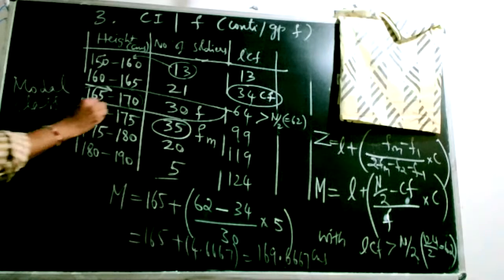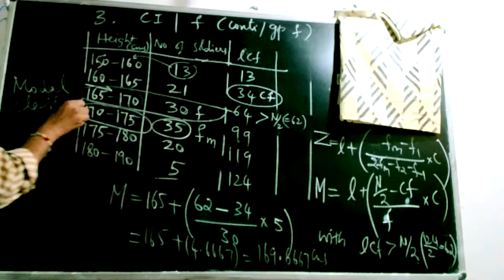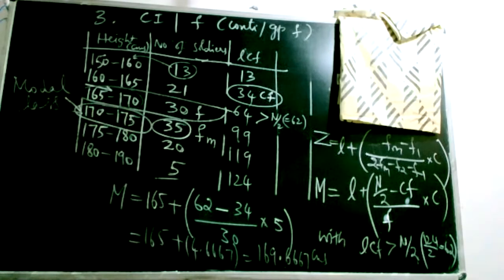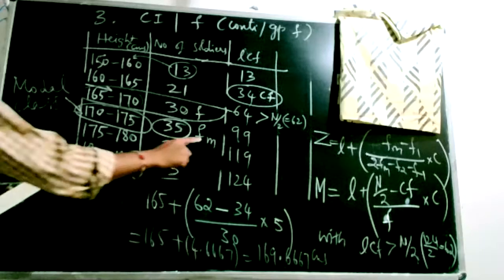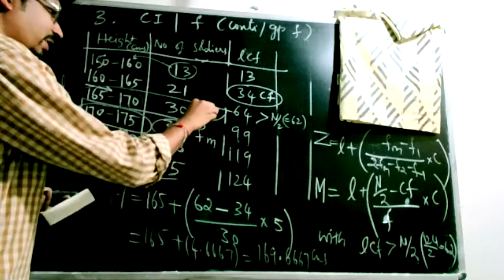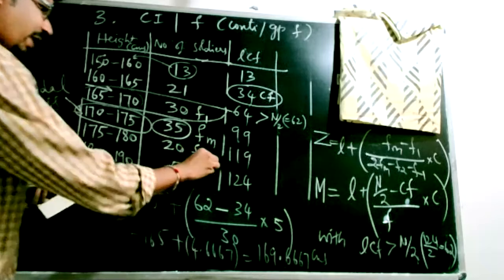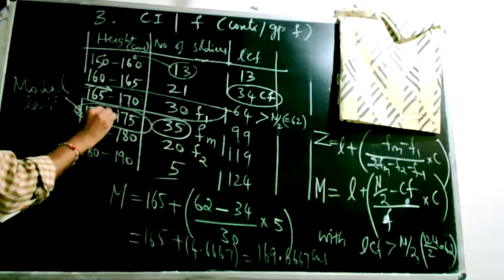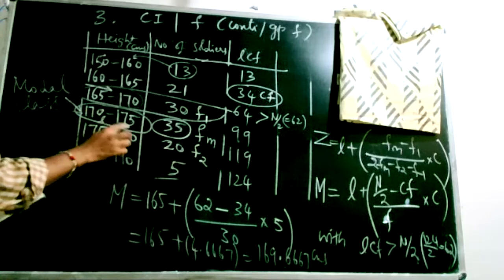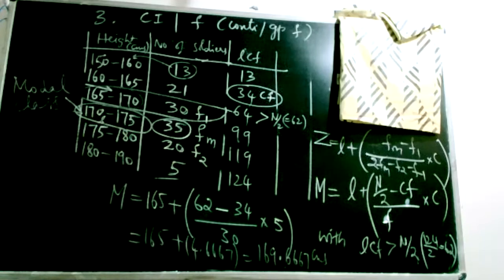So this is the modal class. Modal class is again the class interval where the value of mode lies. Once you identify the highest frequency, we'll take that as the frequency of mode, Fm. Its previous frequency will be F1. Its successive frequency will be F2. Its lower limit is L. The class width of that interval is our C.